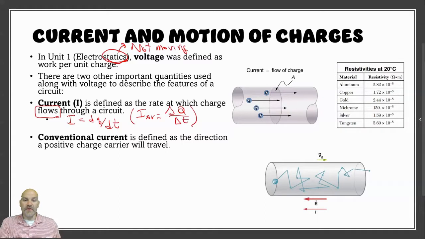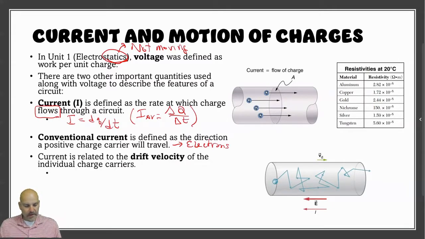Now, conventional current is defined as the direction a positive charge carrier will travel. It seems unconventional because it's actually the electrons that are moving, which are negative charge. But the way we describe current is by how the positive charge carrier travels. As we talk about this, the electrons or charge carriers will be moving, so they're going to have what we call a drift velocity.